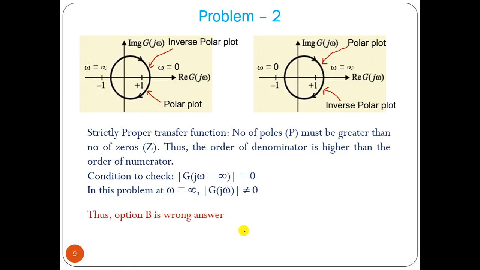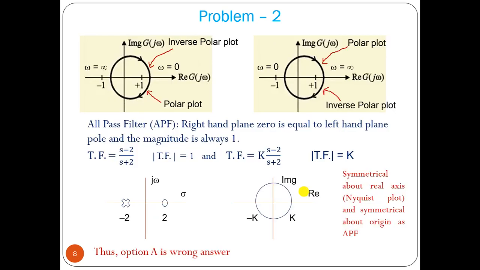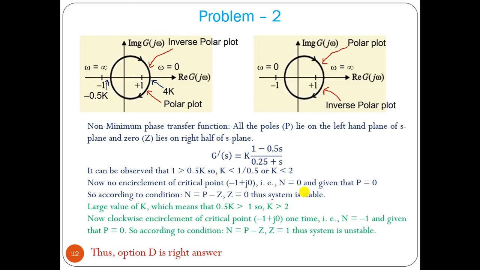But here the problem is, in this problem what is given, D option, all these three are wrong answers. So this should be the right answer, but what we are saying here is that the closed loop system is unstable for sufficiently large, positive value of k. That is the condition. Let us check that condition now.